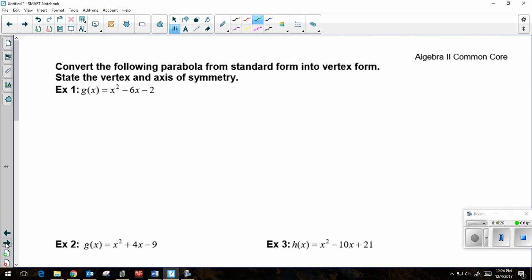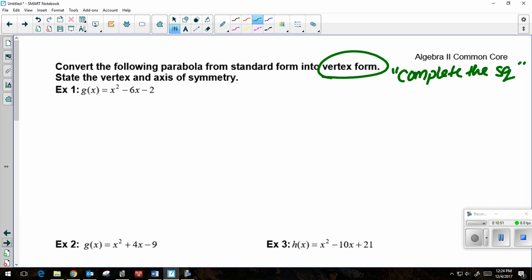These directions say convert the following parabola from standard form into vertex form. Remember, vertex form, you should be thinking complete the square. Then it says state the vertex and the axis of symmetry. So we're going to do this one and then I'll talk about what the axis of symmetry is. G of x equals x squared minus 6x minus 2.